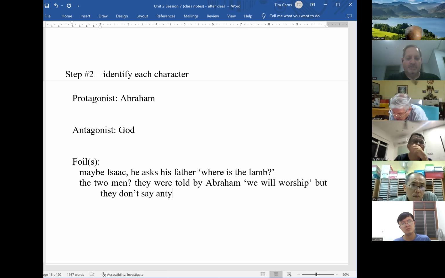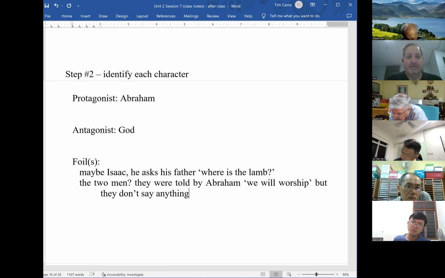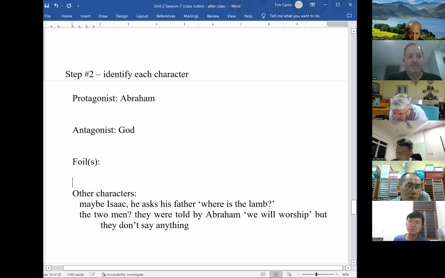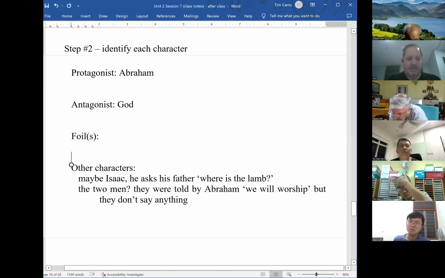So again I lean towards I don't think they're put in by the author intentionally to serve as a comparison or contrast. They are characters that could be there because the author is bringing the reality of the story, and also because they are the ones that Abraham says we will worship and return. So perhaps the author felt that was an important comment to include to support the point of the story. I guess you could also have a category here, if you wanted, for other characters we see in the story that are less prominent. Maybe that would be the right way to understand Isaac and the two men.